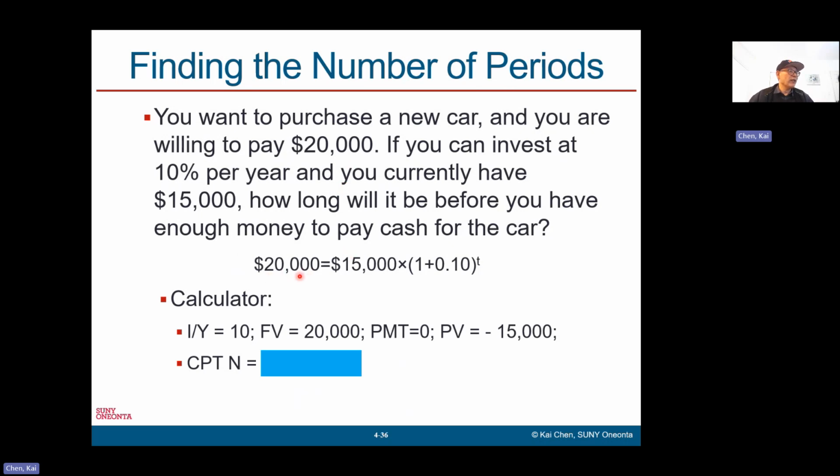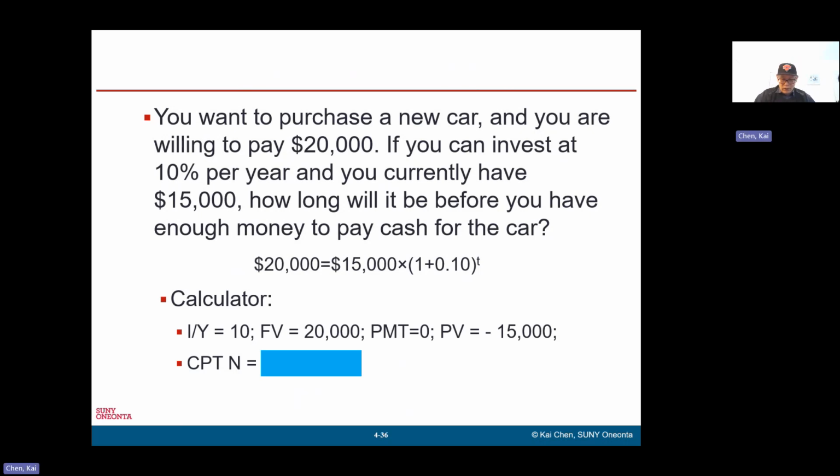So future value is $20,000. Future value equals present value $15,000 times 1 plus R. We know R this time, that is 0.10. In this formula, we have to use decimals, and then raised to the power of t. T is what we're looking for, right? Again, how can we use math to solve this equation for t? First of all, we divide both sides by $15,000.